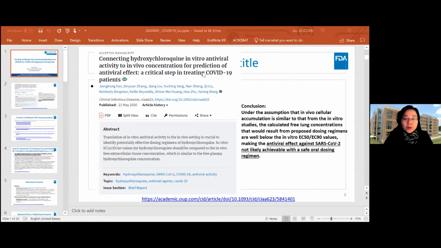I will use one specific example we recently published to discuss the role of model-based analysis in drug development for COVID-19. I'm also happy that Dr. Grimes talked about hydroxychloroquine because this will be the focus of my talk. It is about how to connect hydroxychloroquine in vitro antiviral activity to in vivo drug concentration in order to predict the potential antiviral effect in human.